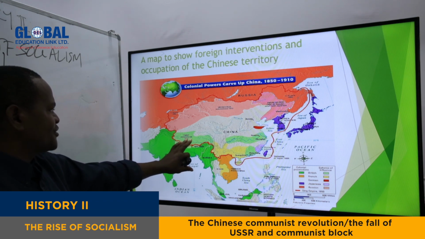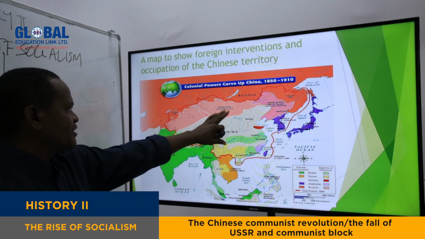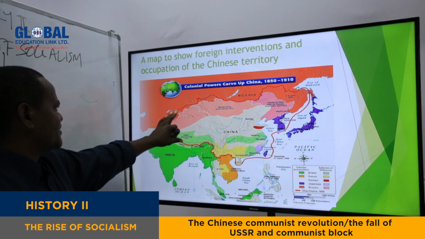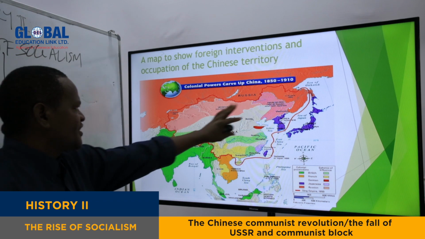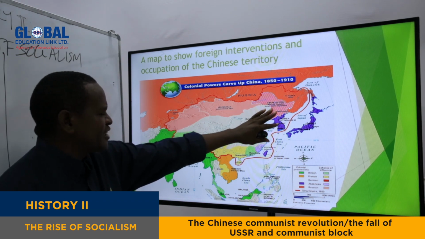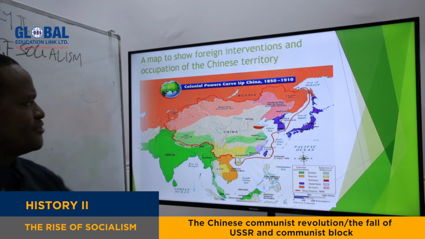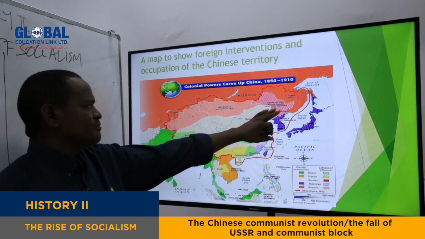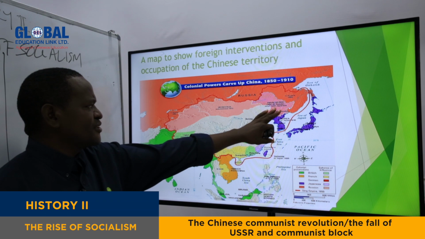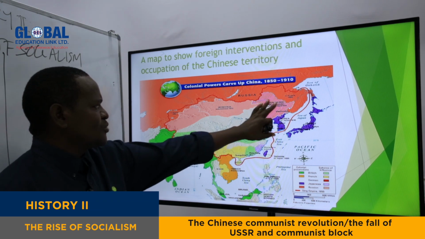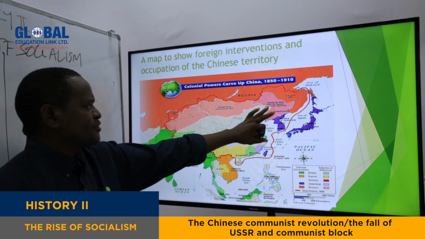It became autonomous in 1912. The same applied to Mongolia. But here we have this land which went to Russia. There is also this Chinese land of Manchuria, which was taken by the Japanese during the Russo-Japanese War of 1905. Of course, this was also part of China.